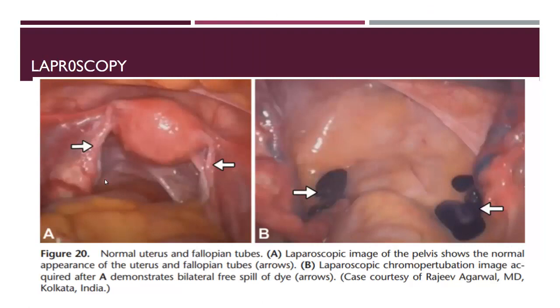Laparoscopy is still the gold standard because we can see with our eyes if the fallopian tubes are patent or not. Normal uterus and fallopian tubes: the laparoscopic image of the pelvis shows the normal appearance of the uterus and fallopian tubes. Laparoscopic chromopertubation image here shows that the tubes are patent. And this is important if we have non-opacified spastic fallopian tubes that are not blocked.